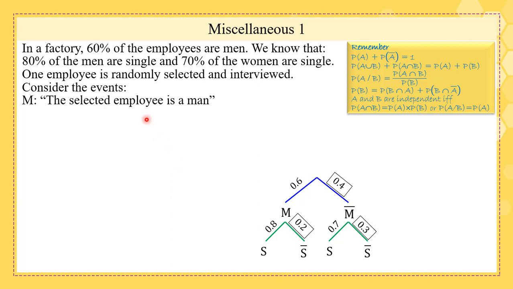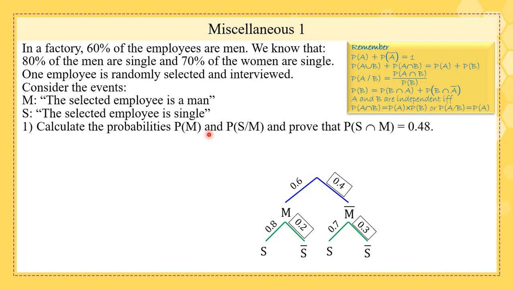Consider the events M is a man, S is single. Calculate the probability of M. Now here we go back to the tree directly, automatically, and see the answers. What is the probability of selecting a man? It's 0.6, simply. Now what is the probability of S given M?